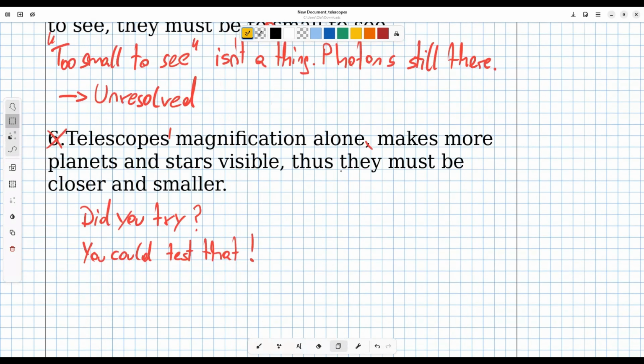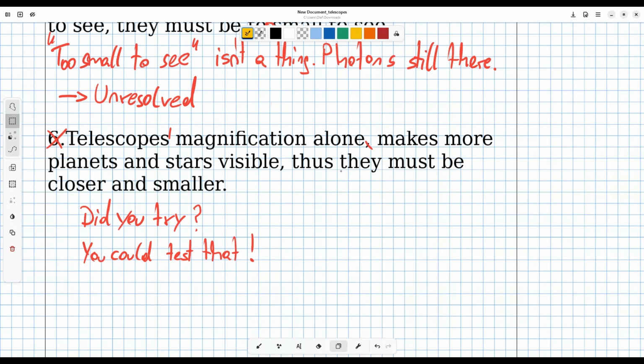The 6th statement. Telescope's magnification alone makes more planets and stars visible. Thus they must be closer and smaller. Did you try that? You know that you could build or commission a telescope that just magnifies and doesn't collect more light than you do. You could absolutely test for that. Please, I encourage you to do that and see that you're wrong. This is an extremely good test of your own hypothesis there.